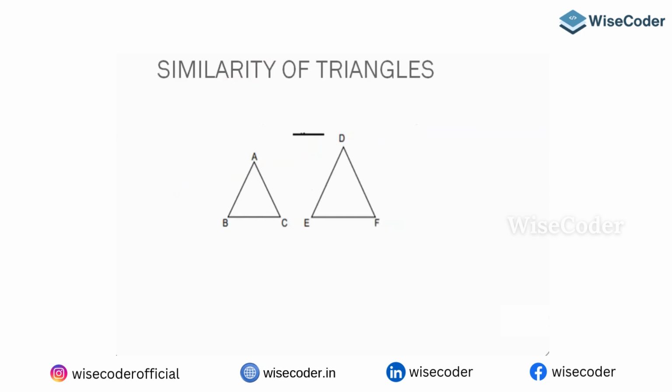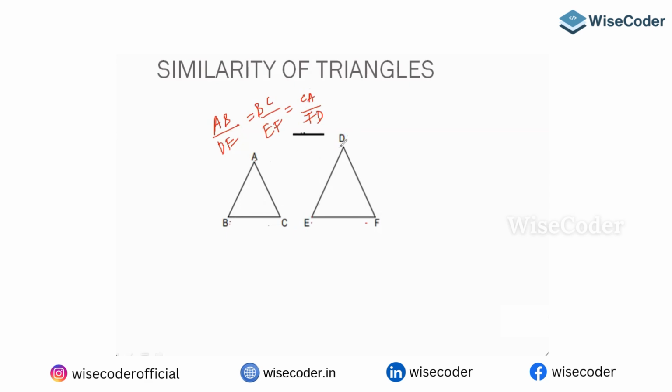And next, let's understand what similarity of triangles is. Two triangles are said to be similar if AB by DE is equal to BC by EF is equal to CA by FD.